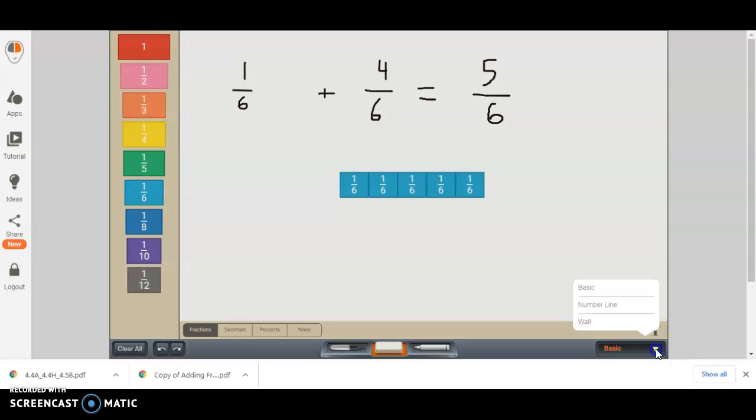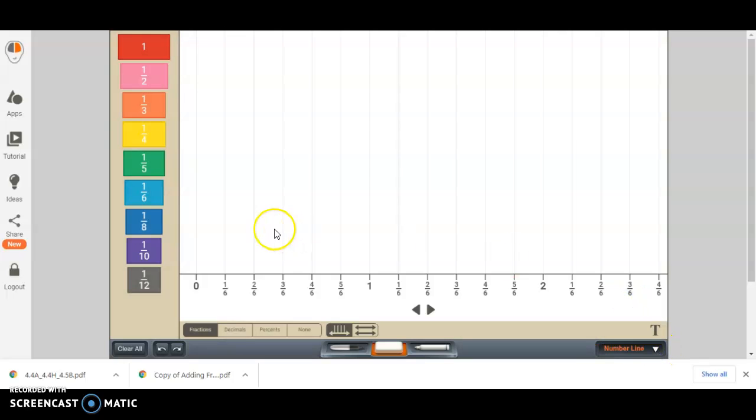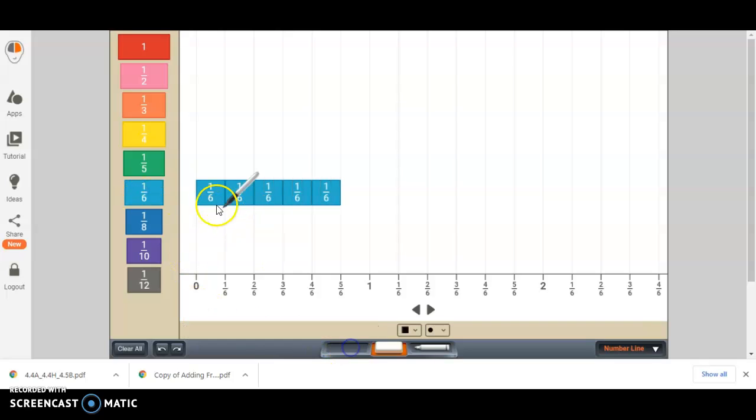Another way to think about this is if we have a number line, right? I have 1/6, and then I'm putting on 4 more. 1, 2, 3, 4. So I've jumped from just being 1/6, jumping 4 more spaces, and now I'm at 5/6.